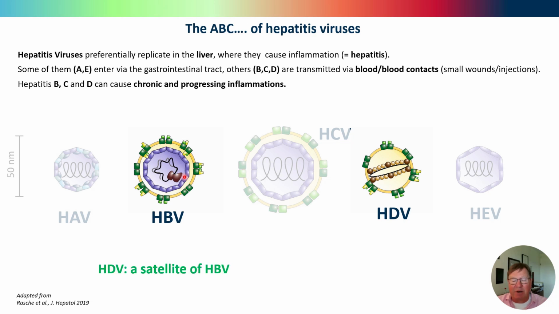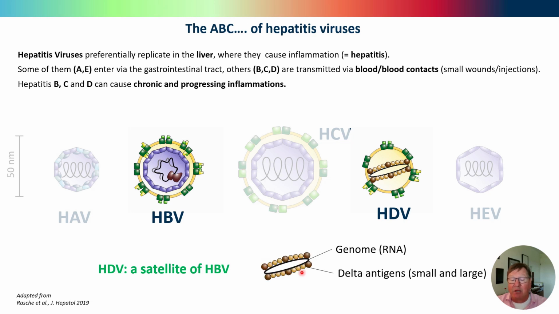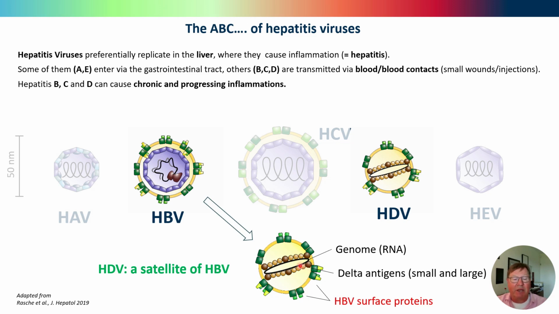Let's start with the delta virus. It's a satellite of hepatitis B virus. That means it requires hepatitis B virus proteins in the same cell where it replicates. And the genome of the delta virus is an RNA, and that RNA is packaged with delta antigens that wrap around that RNA. And this ribonucleoprotein complex, as we call it, in the mature particle, is enveloped by proteins that are not encoded in the RNA, but they are encoded in the DNA of hepatitis B virus.